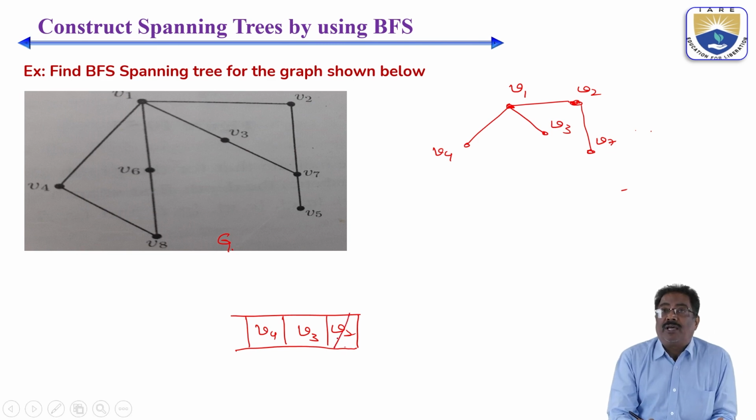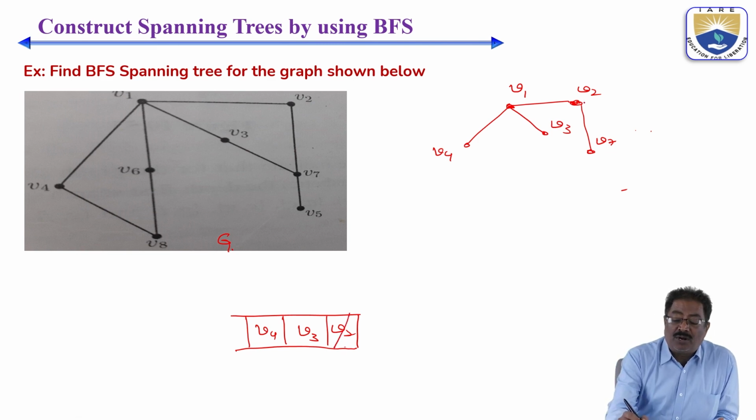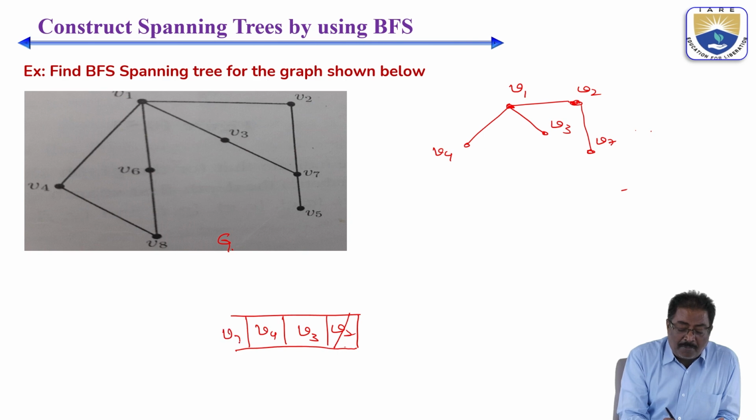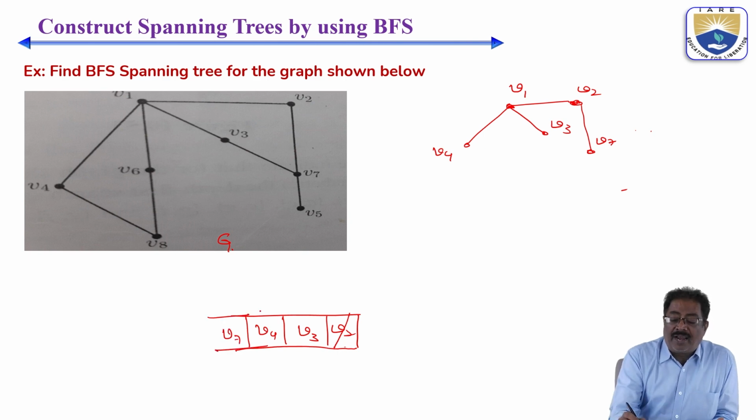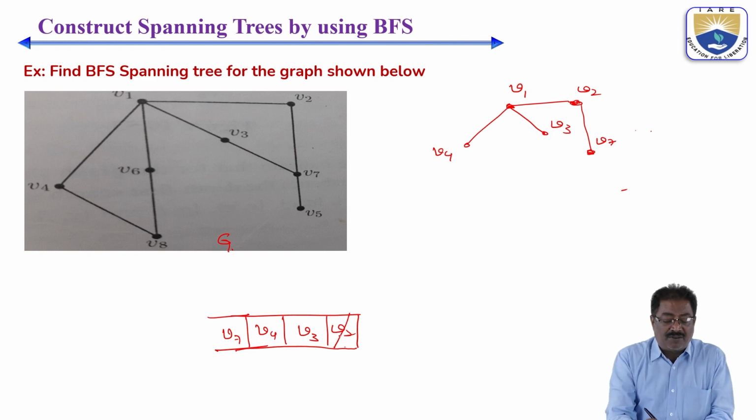We are going to dequeue that, and then V2's adjacent vertex is V7, so put V7 into the queue, and from V7 there is no other. So V2 to V7 will be there, then V2 we have to remove. Then we consider V3. V3's adjacent vertex is V7. V7 is already visited and V1 is already visited. So dequeue that and next go for V4.